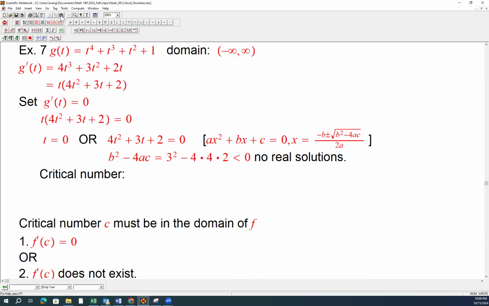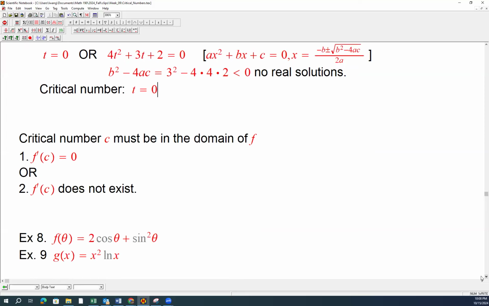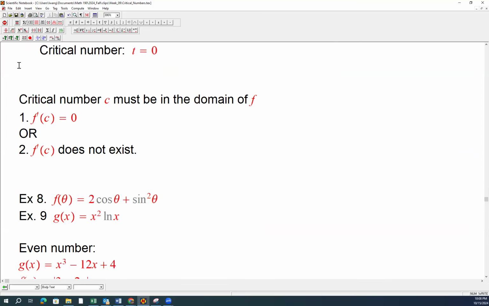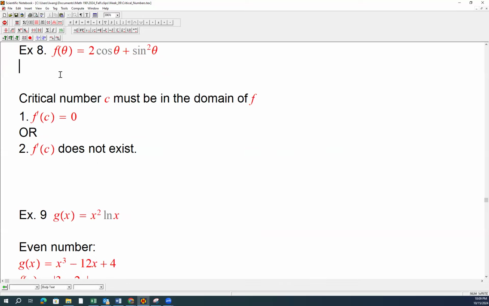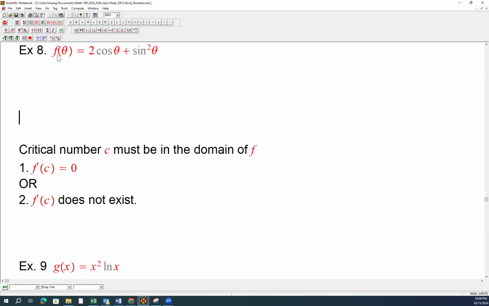Yes, very good, because it introduced another technique for us that we learned from algebra. Okay, so two more. Example number 8 is a trig function. Please be patient with me. All right, so we're going to start finding the derivative from the beginning.